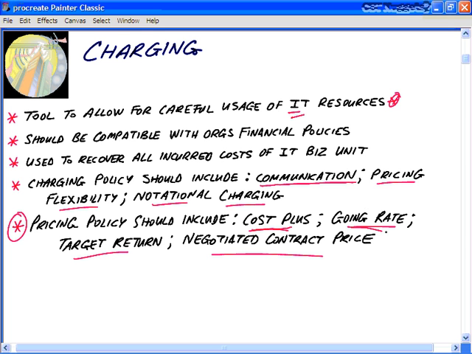You've also got what's called going rate. This is a policy for services where there's already a price agreement in place that's been going on historically for a period of time. In other words, it's the going rate. A target return is a pricing policy whose service price was determined in advance, perhaps based on the market rate, for example. And then a negotiated contract rate is a price that's discussed with a customer or a vendor. If a customer needs a new service, then it gets negotiated on a case-by-case basis.